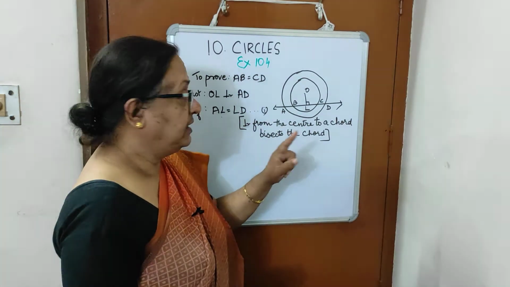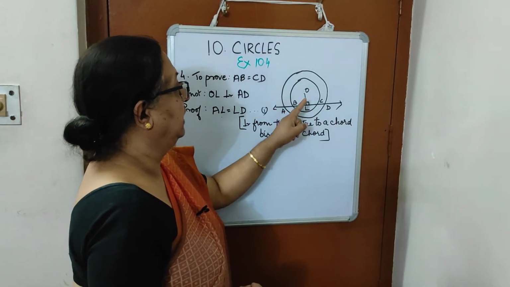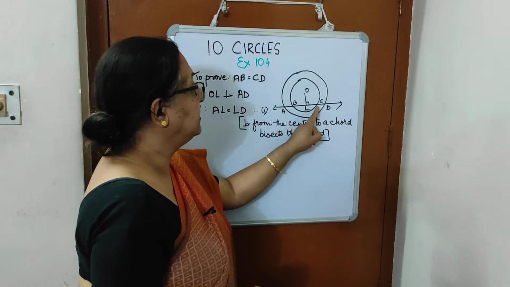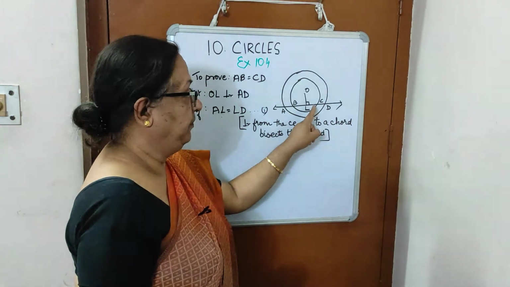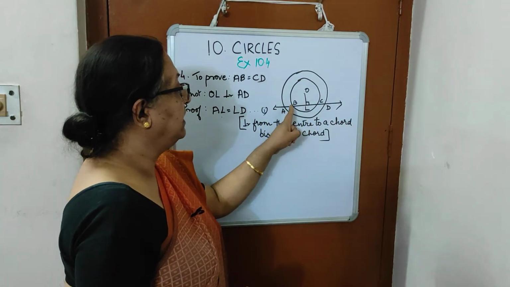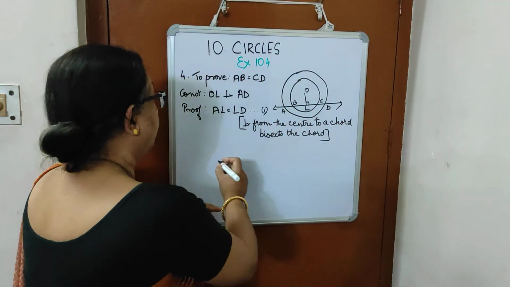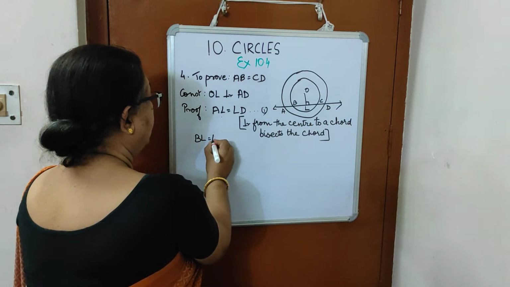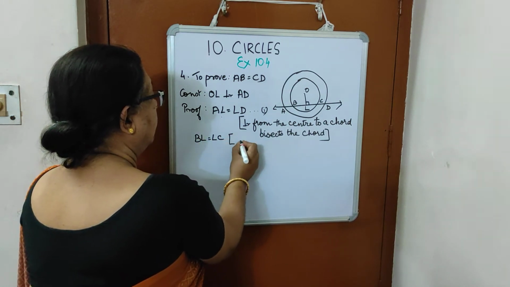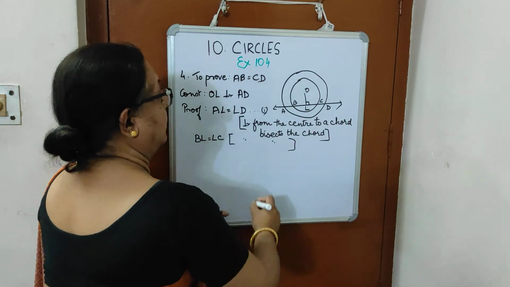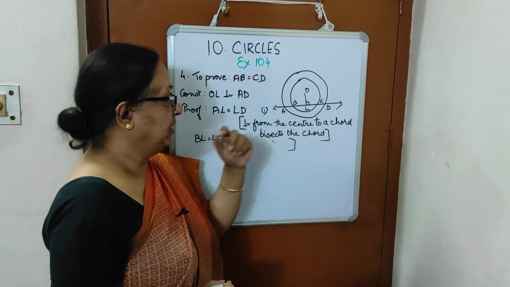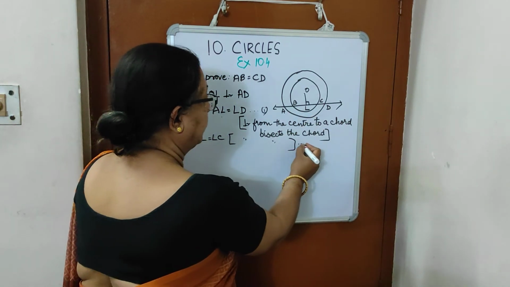Now we consider the smaller circle. There O is the center of the smaller circle and BC is a chord of the smaller circle. So again we have OL perpendicular to BC. So we can write BL is equal to LC. The same reason, perpendicular from the center to a chord, BC is a chord of the smaller circle. Now let this be equation number 2.